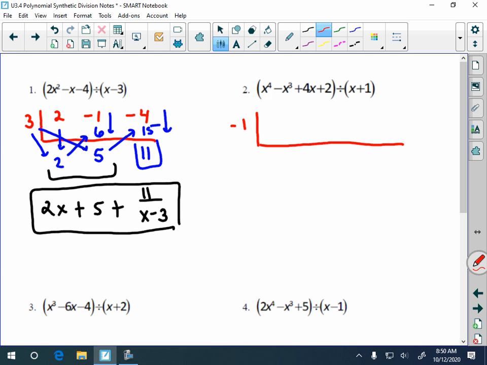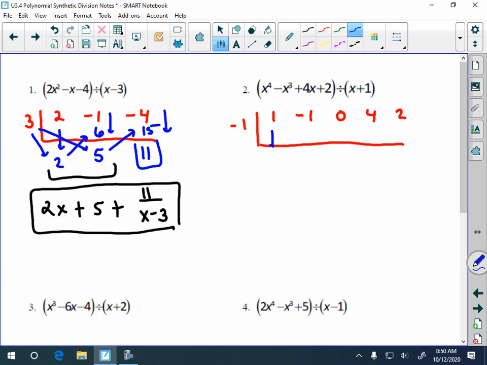All right, so we want to look at what we're dividing into, see if we're skipping any exponents. So we start with a 4, and then it goes to a 3, and then it goes to a 1, x to the first, 4x to the first. So we're missing x squared, so we have to put a 0 in as a placeholder. All right, so our coefficients are going to be 1, negative 1, 0, 4, and 2.